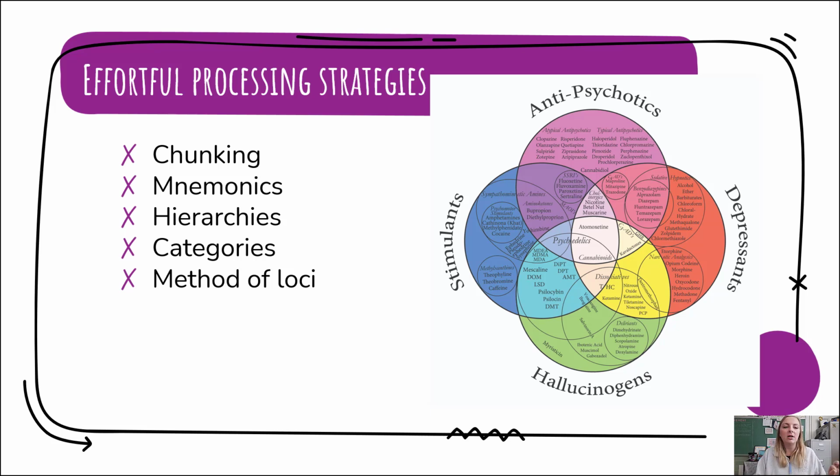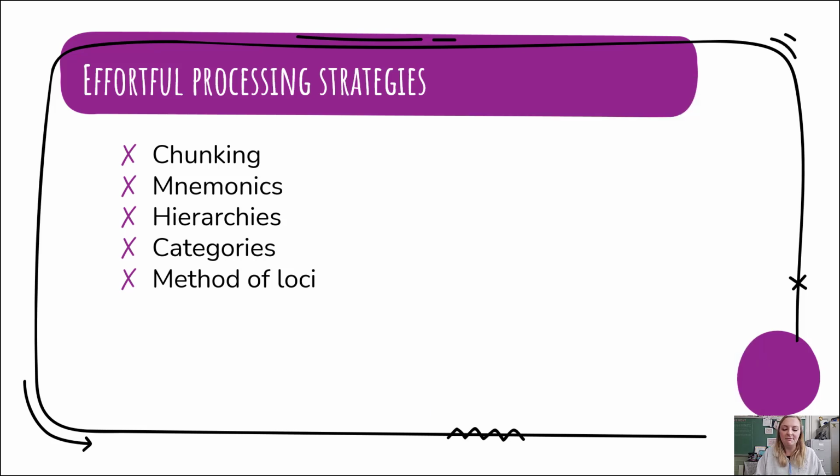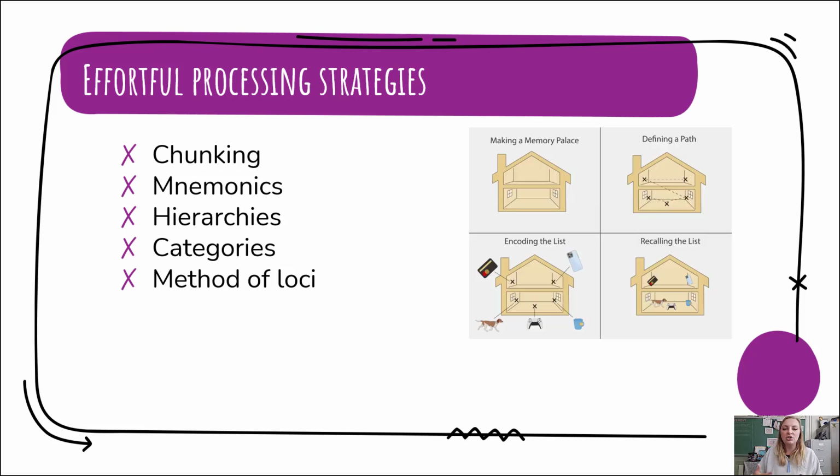And finally, our last strategy for effortful processing is the method of loci. And this one is a little bit different than you're probably used to. This strategy uses making a memory palace. Oftentimes, this palace is like your house, and you define a path that you are walking through that palace or that house. And on that path, you think of a different item or thing that you need to remember in a list along that pathway.